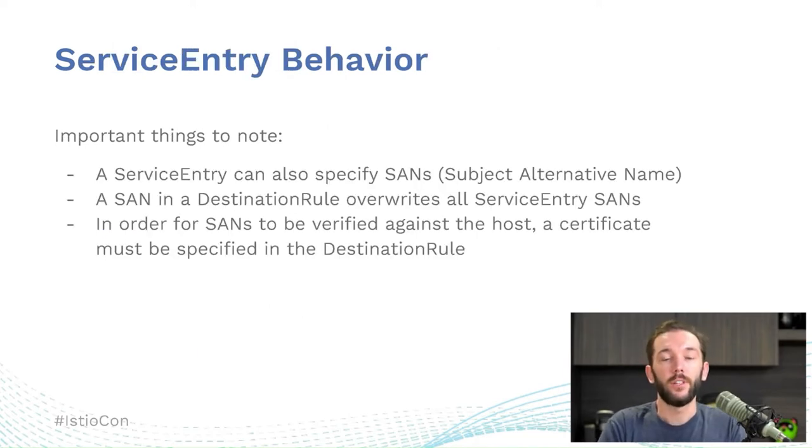Now for service entry behavior, you may notice that there is a subject alt name field that you could use. It's important to note that the destination rule will override any service entry SAN field that's used. So if you have anything specified within the destination rule, none of the SAN within the service entry will be used. Now you may recall from earlier that you must have a certificate authority for SAN to be used. This also includes service entry SAN fields.